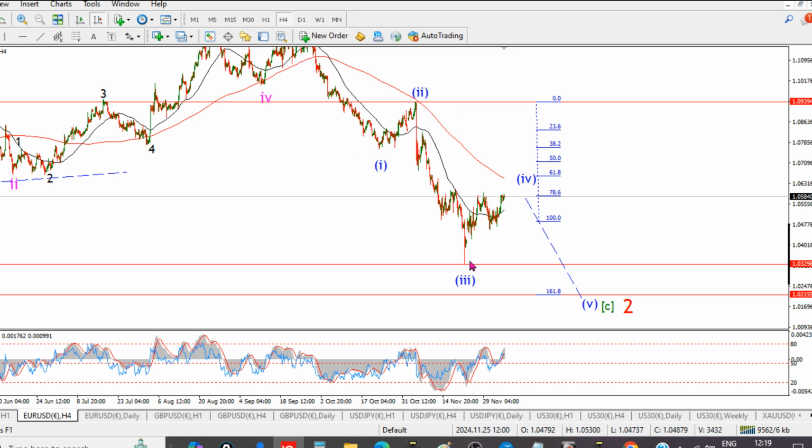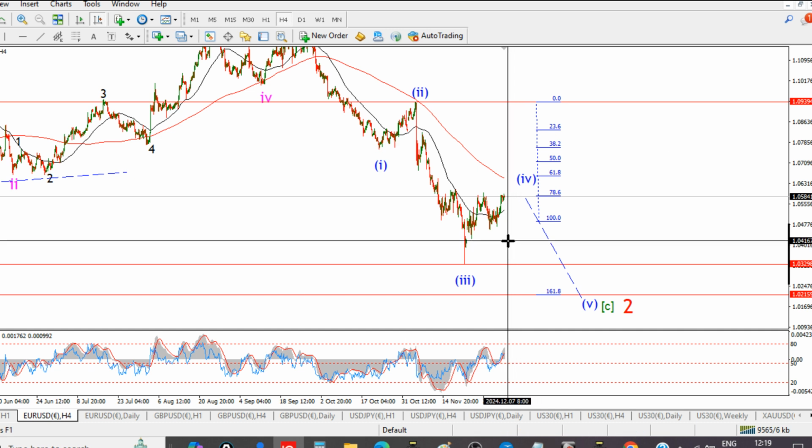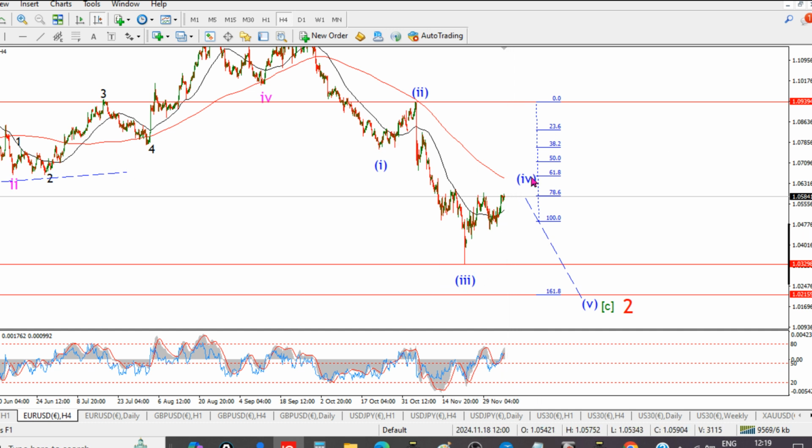Here's the 4-hour count. You can see wave 1, 2, 3. Wave 3 low actually broke the minimum low. The minimum target was about 104. We broke through that, and now we're bouncing off that in a fourth wave correction. This fourth wave is getting a little bit more complicated as the days go on. Once we're finished here, we'll go down in wave 5.